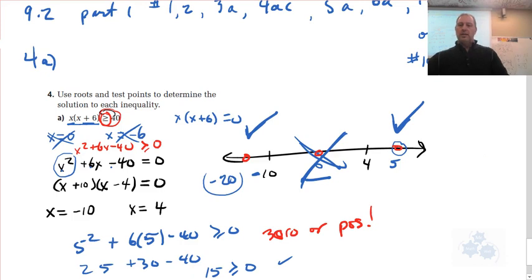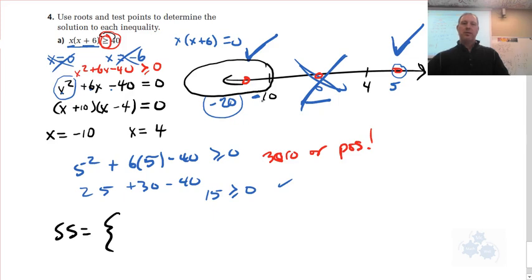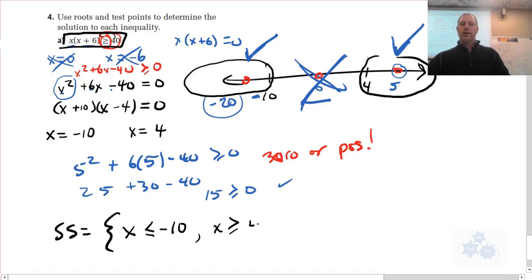So the solution set would be: solution set equals, use your braces, don't use brackets, not regular brackets. You have to use these braces, these funny brackets, okay? And you'd have to express the part of the domain that's less than or equal to negative 10. So that's x less than or equal to negative 10. That's what makes this true. And also greater than or equal to 4. x is greater than or equal to positive 4. Okay?